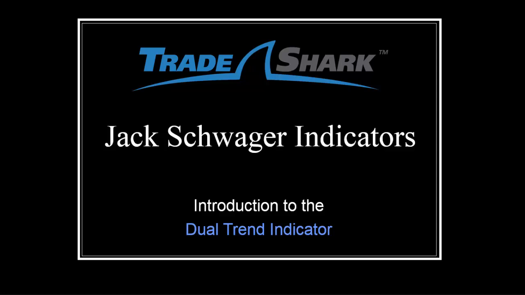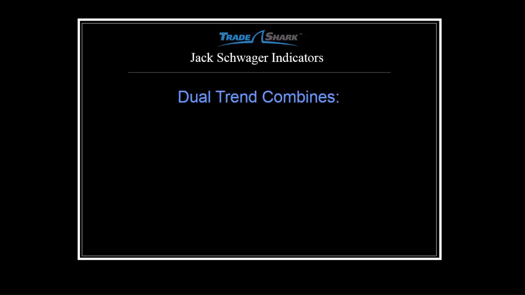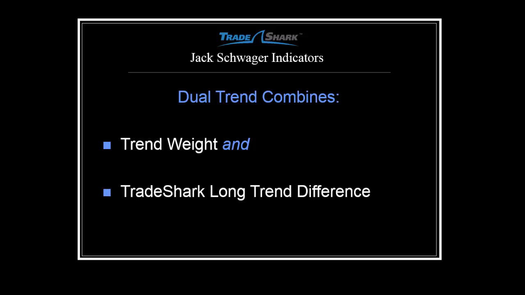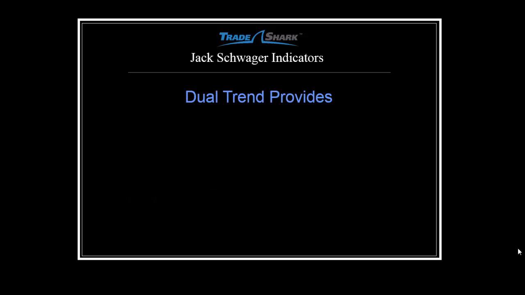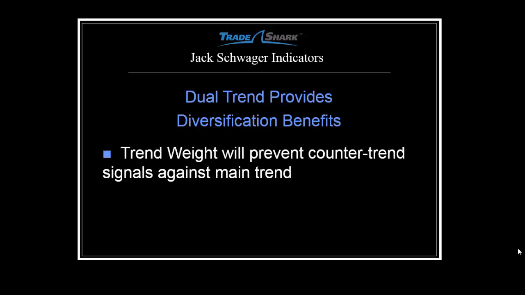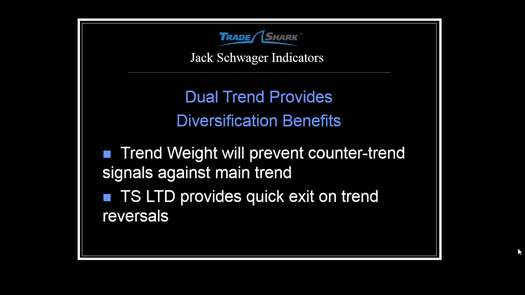The dual trend is a very interesting indicator which is based on the premise of combining a restrictive long-term signal, specifically the trend weight with a high threshold, and a short-term signal, namely TradeShark's long trend difference. Combining two disparate time-based indicators provides good diversification benefits and embeds attractive properties. Specifically, the trend weight will prevent counter-trend signals against the main trend, while the TradeShark long trend difference will provide quick exits on trend reversals.